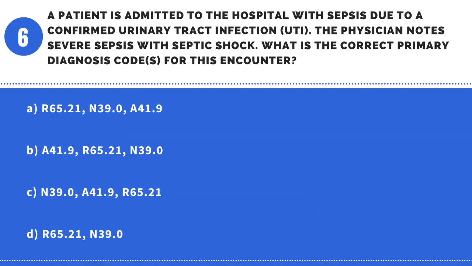Question 6. A patient is admitted to the hospital with sepsis due to a confirmed urinary tract infection, UTI. The physician notes severe sepsis with septic shock. What is the correct primary diagnosis code?